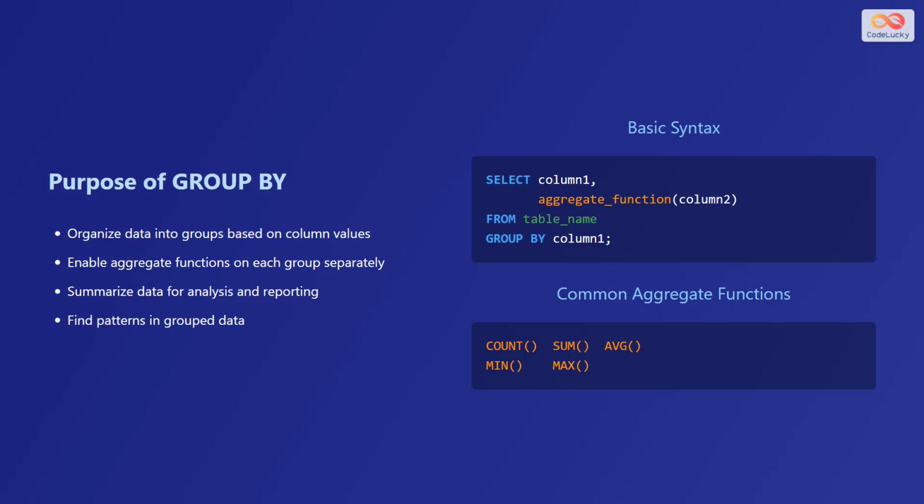Now let's look at the basic syntax. You start with the select keyword, followed by the column you want to group by, and then an aggregate function applied to another column. This is followed by the from keyword and the table name. Finally, you specify the group by keyword, followed by the column you are grouping by. Below are a few common aggregate functions, like count, sum, average, min, and max.